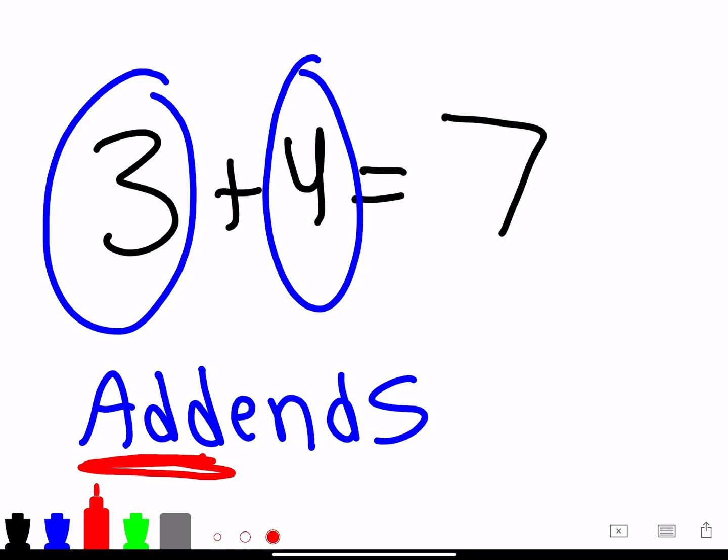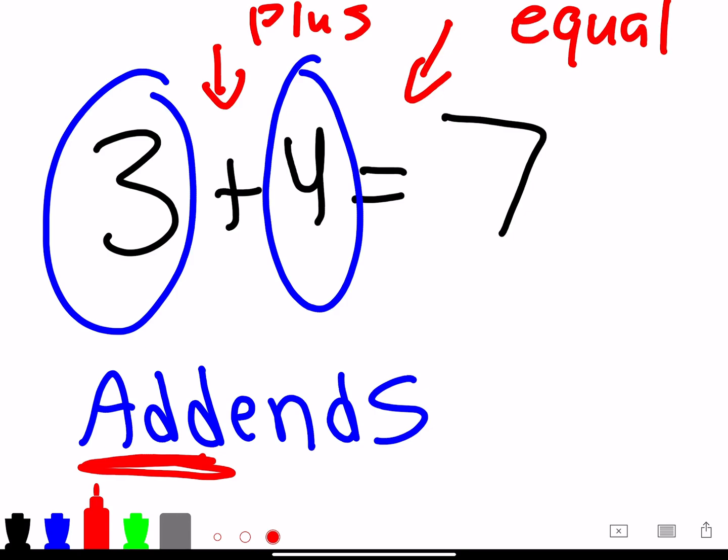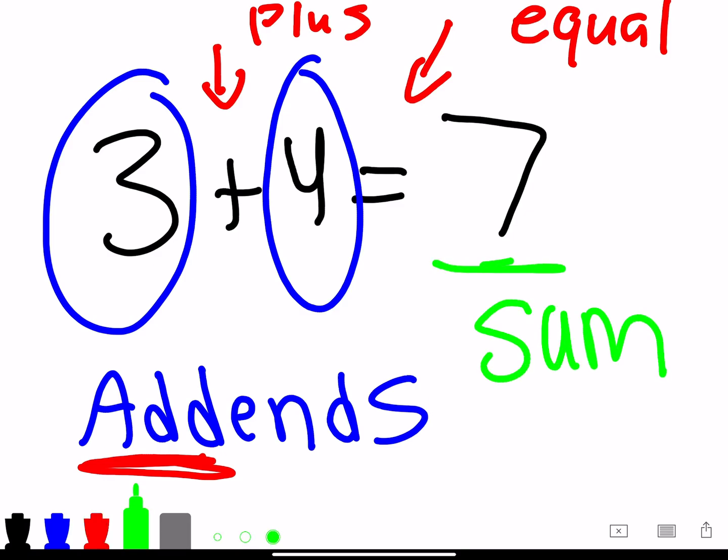And then I know you guys know the little plus sign right there. The plus sign. And then I know you know the equal sign. And you could see the equal sign in every math problem out there. And then what is the 7 called? It is the answer, but what is it called in an addition equation? Did you guys think of it? The 7 is called the sum. And the sum is every answer in every addition equation.